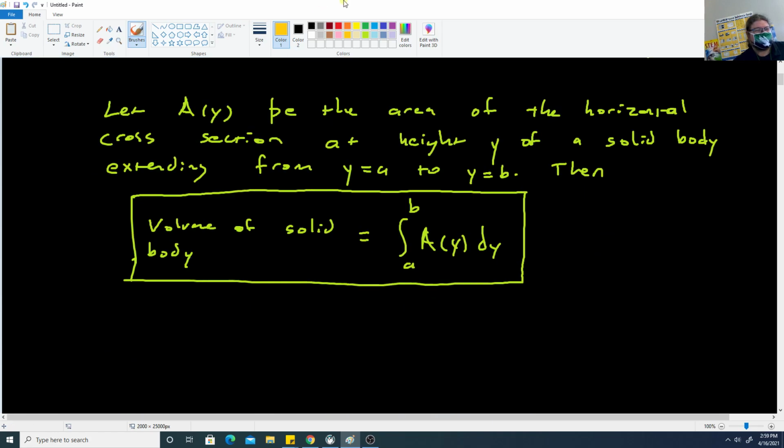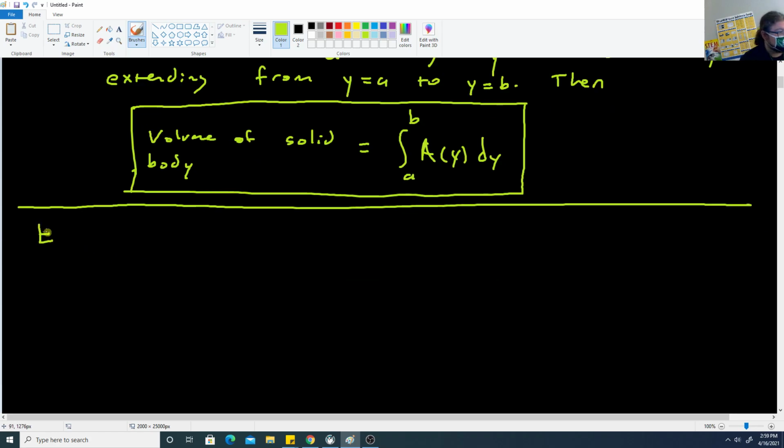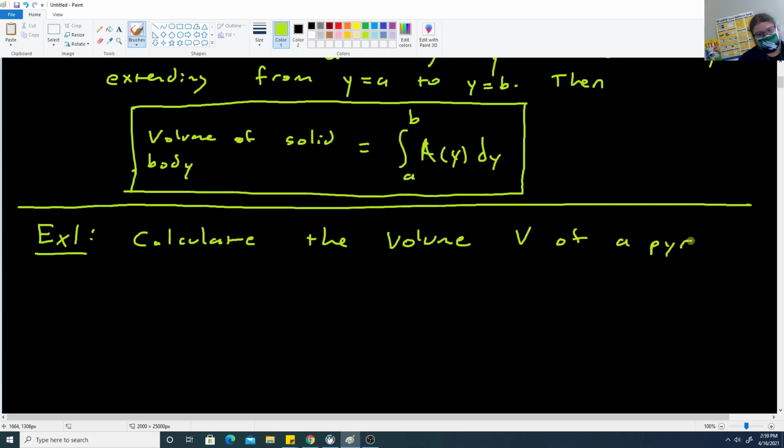So we'll do a couple examples, hopefully to get this where it makes sense. So first example, we want to calculate the volume, we'll call it V, of a pyramid of height 12 meters, whose base is a square of side 4 meters.